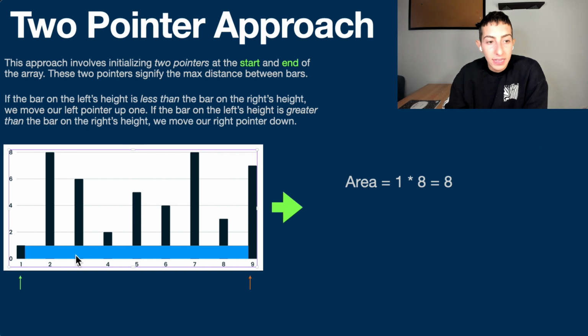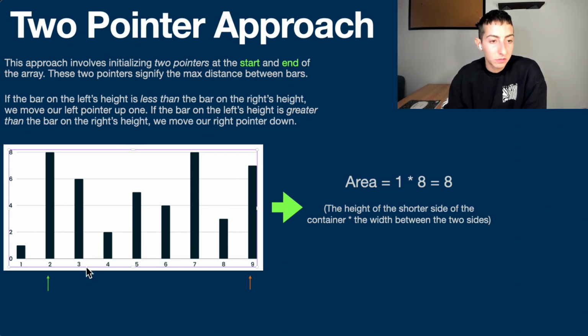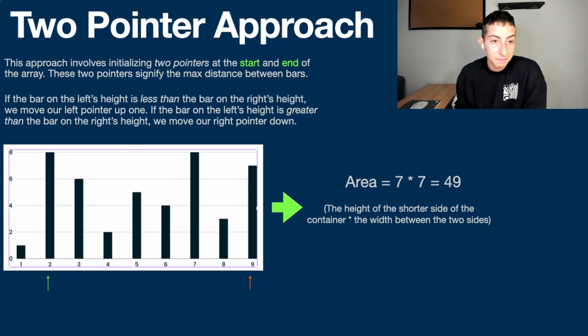So we lose some width, but we're hoping to gain some height. So let's see that happen. Again, this is the formula for our height. We move our first pointer up, and now the constraining height is 7, and these bars are 7 places away from each other. So with that, we get 7 times 7, which is 49.